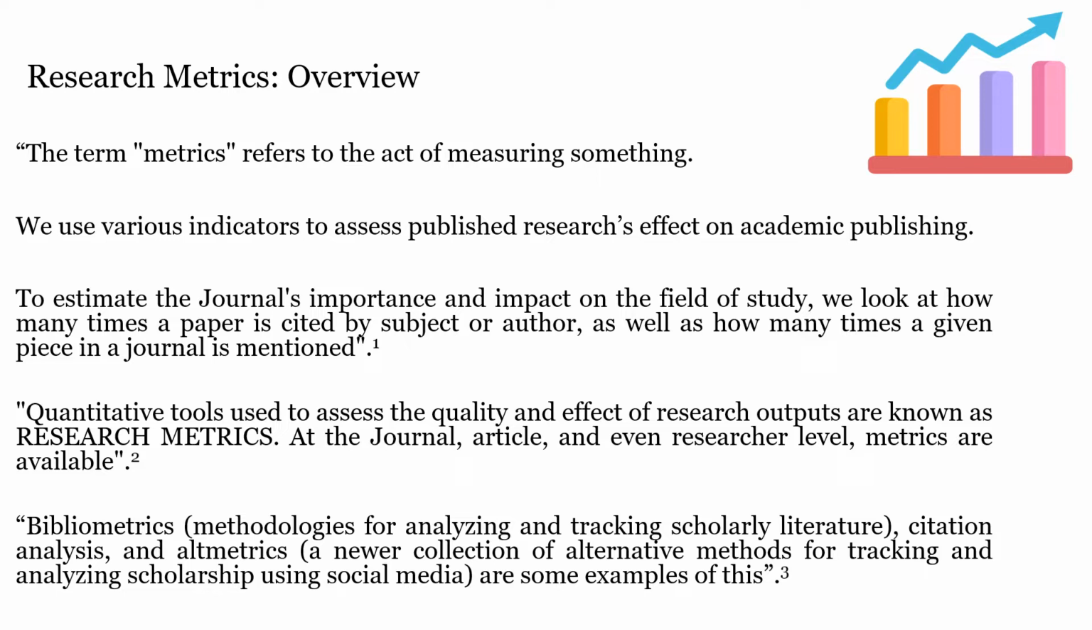metrics. We are aware of the metric called impact factor, which is a good metric to identify the quality of a journal and the research work taken up in the journal. But since it has certain flaws, there are many new metrics available that can help you identify the quality of the journal's research. So bibliometrics, citation analysis, and altmetrics, which is a newer collection of alternative methods for tracking and analyzing scholarship using social media, are some examples of research metrics.